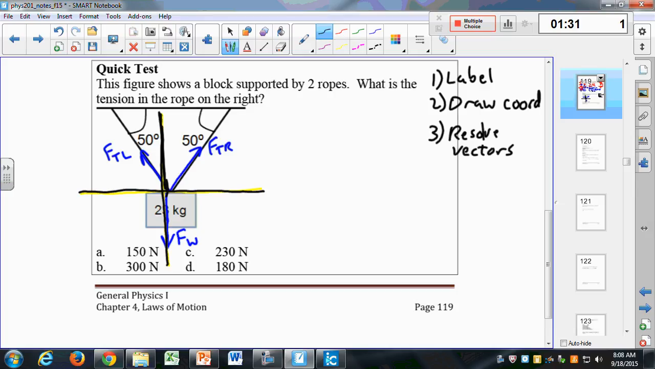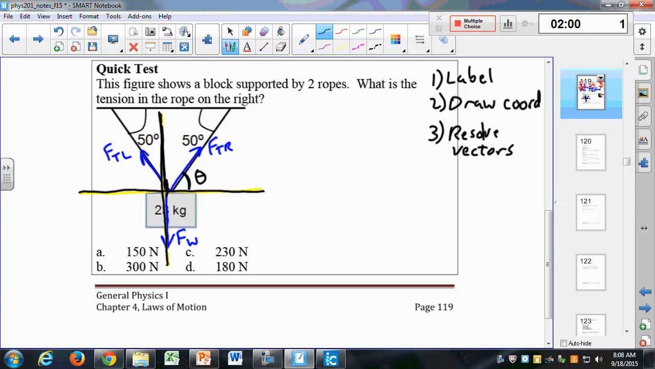Notice that I have 2 vectors here that are off axis. I want to resolve those into their x and y coordinates. What do I need to know in order to resolve them into their x and y components? I need to know the angle, right? So I need to know this angle right here. I need to know what that angle is.